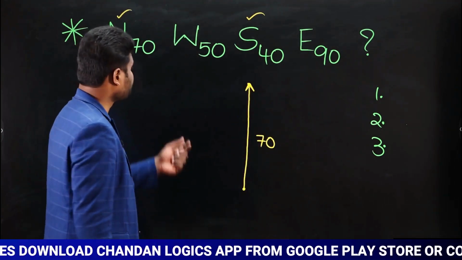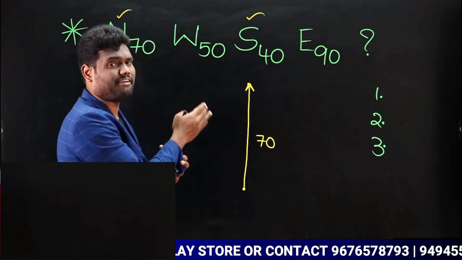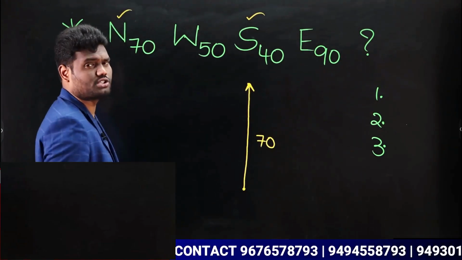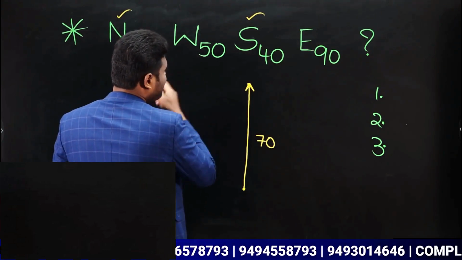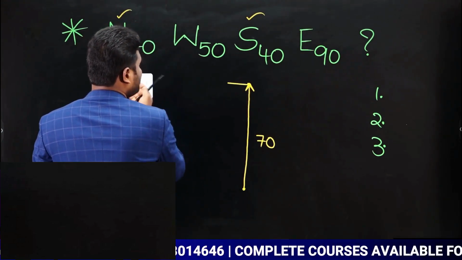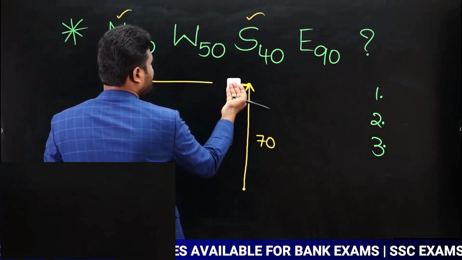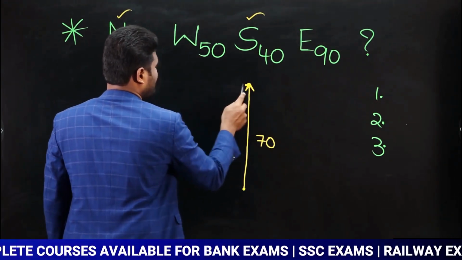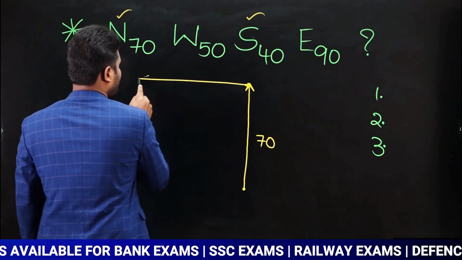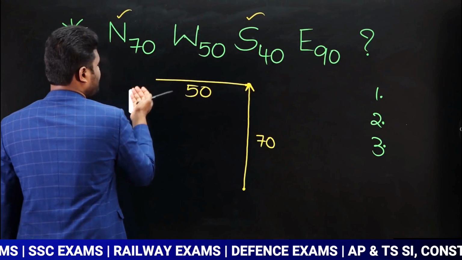Okay, next he traveled towards west 50. Now west is nothing but towards our left hand side when the person is traveling towards north direction. How many meters did he travel? He traveled towards west 50 meters. Yes or no?